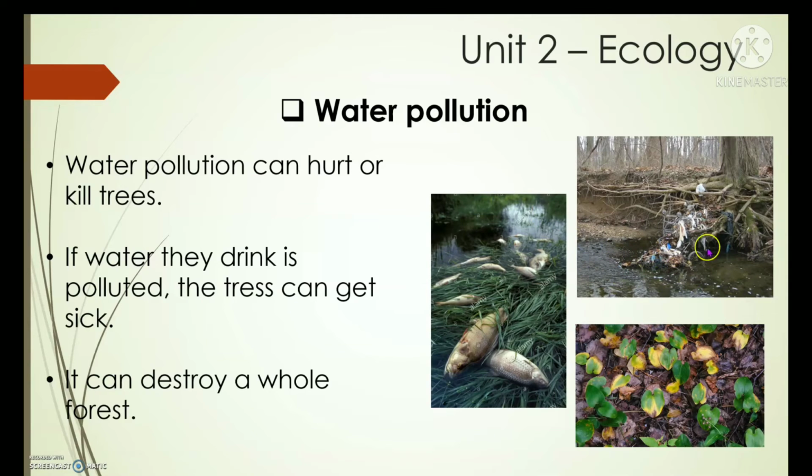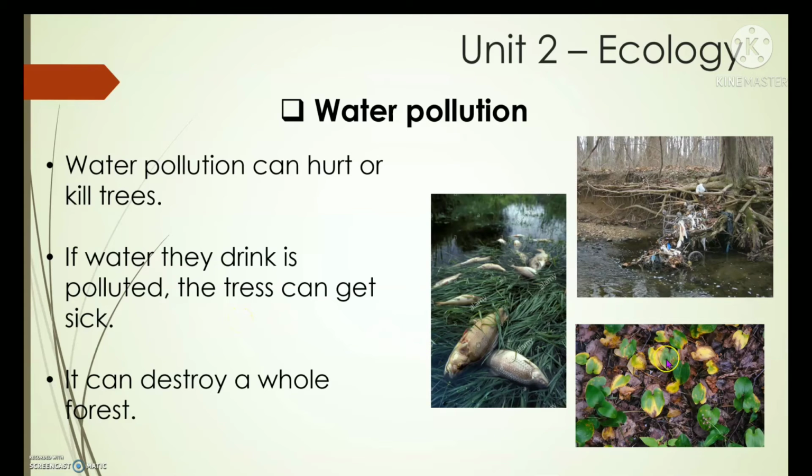That's right. We can see here in this picture, there's a lot of trash and garbage in the water. So if the water has trash or it's not clean, it will kill the trees. Okay? Because water that is polluted includes bacteria, viruses, and other things harmful for the trees and also for the living things that inhabit that area. Okay? If the water they drink is polluted, the trees can get sick.